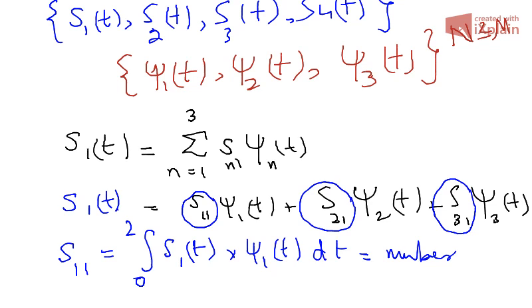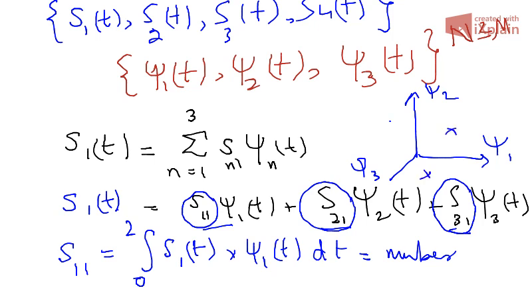You can then plot it in the three-dimensional Euclidean space. Just put psi 1, psi 2, psi 3, and once you get S11, S21 and S31, you can have your point in this three-dimensional space. It may be here or it may be here, depending upon those values, whatever you get, maybe somewhere here, right? So you can get those points. Try to solve it and draw it in the Euclidean space.